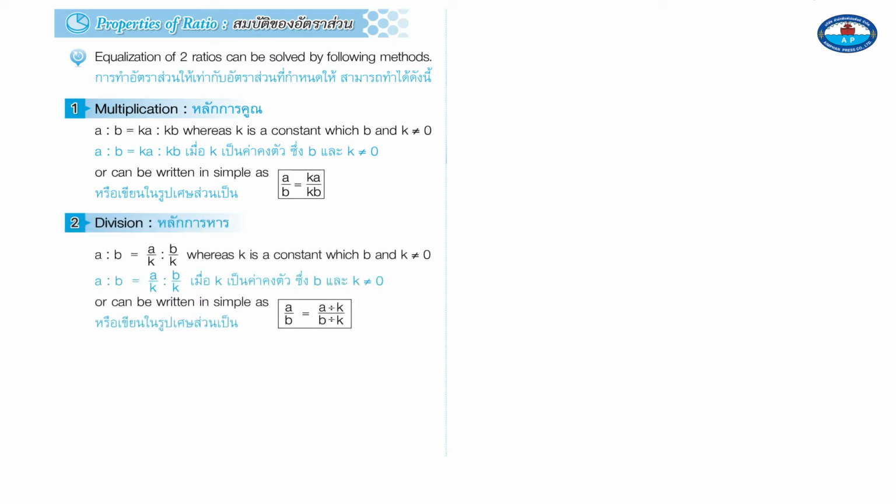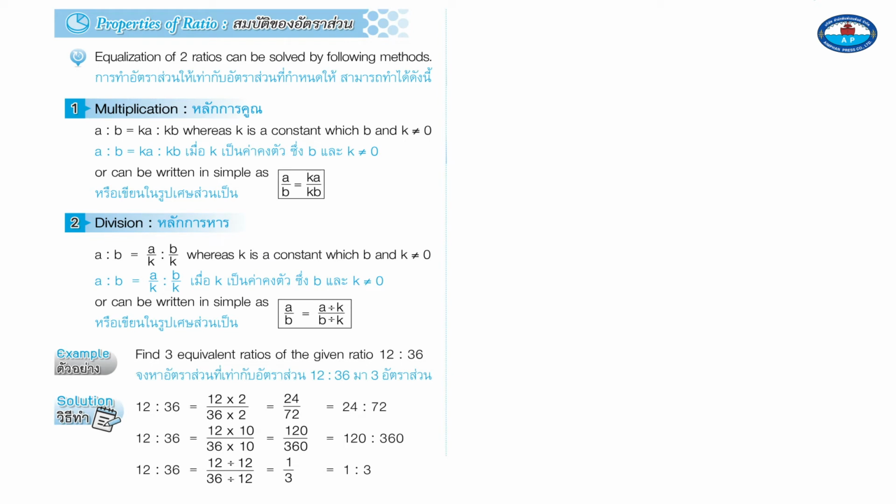2. Division. A:B equals A over K:B over K, where K is a constant, and B and K do not equal 0, or can be written simply as A over B equals A divided by K over B divided by K.